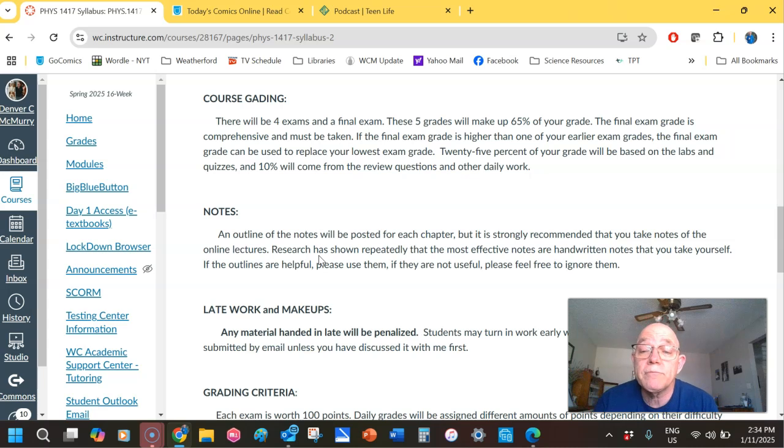All right. Notes. I have put an outline of the notes, kind of like a heavily redacted version. Some people find that confusing. Some people find it helpful. So if they help you, then by all means use those and fill them in. If they don't help you, just ignore them and take your own notes. Okay. But at any rate, they are there for your use if you find them helpful.